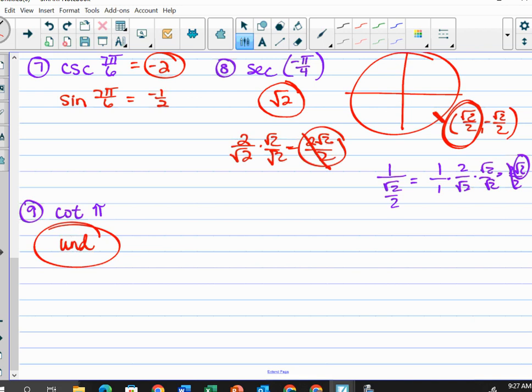Why is it undefined? If you do cotangent, x over y, your ordered pair at 180 is x over y with y being zero. When we get to graphing cotangent at pi, you have an asymptote. Oh, I see, it's under the asymptote. Yes, exactly.